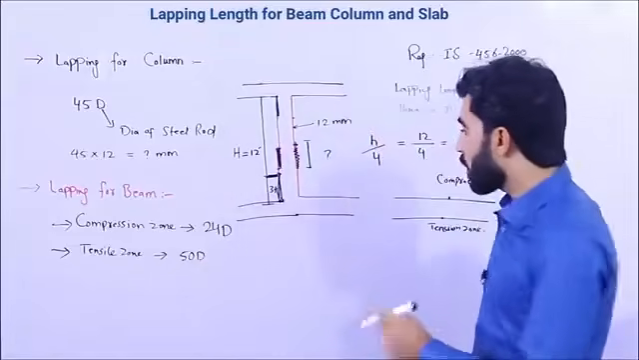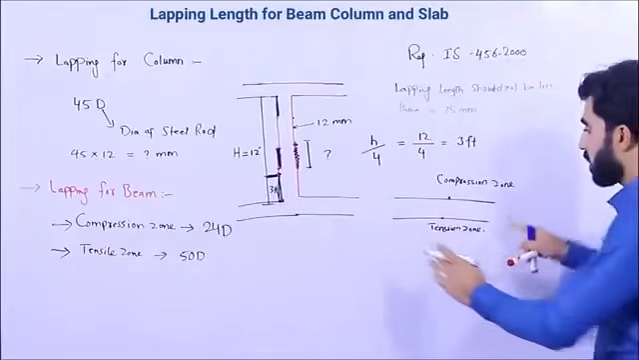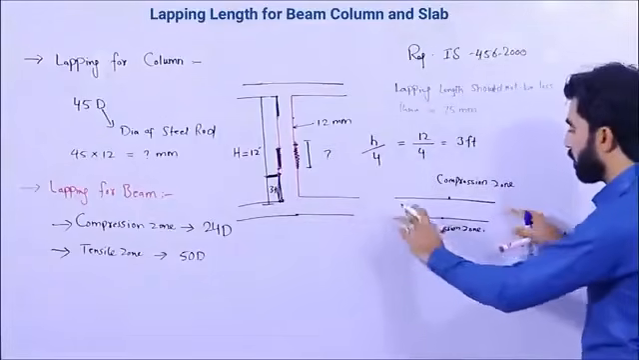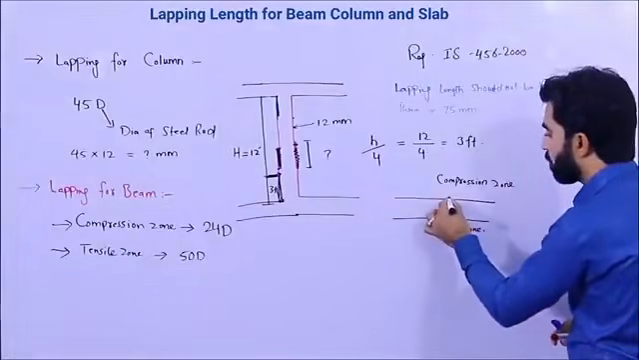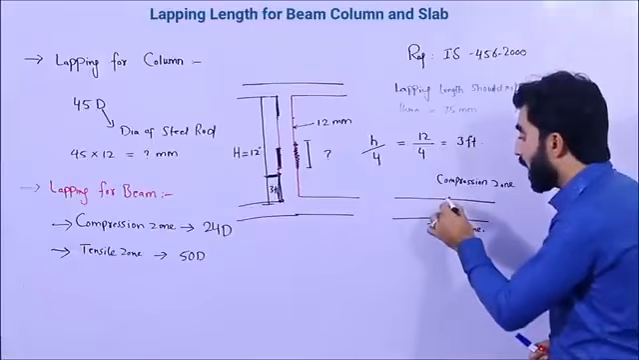Now guys, remember, where is the best place in long section of the beam? For example, for compression, for the compression zone, the lapping should be provided at the mid.